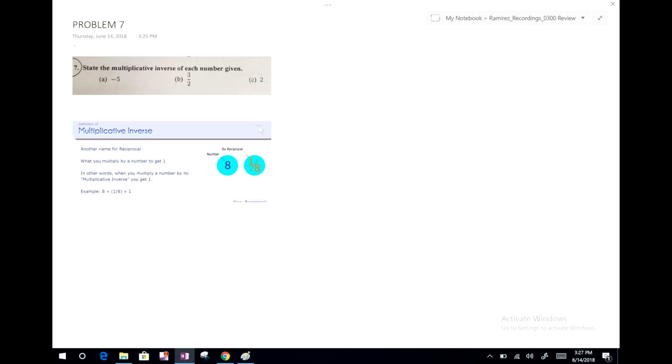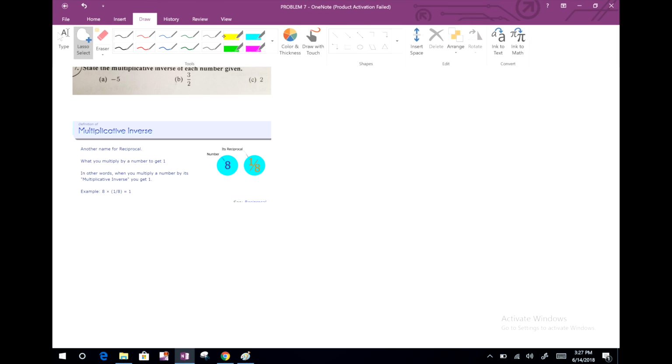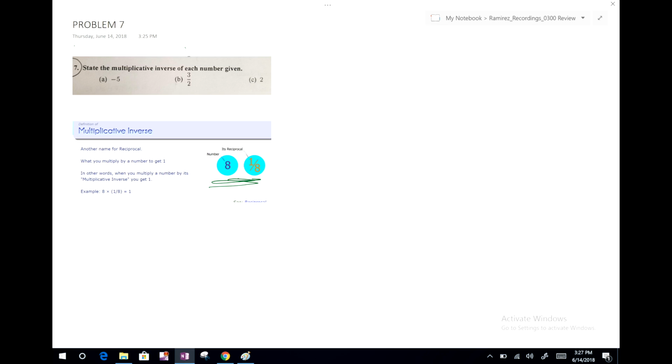Here we have an example. We are given 8, and so 8 times its reciprocal, which is 1 over 8. 8 times 1 over 8 is going to give us 8 over 8. 8 divided by 8 is just 1. So in other words, when you multiply a number by its multiplicative inverse, you get 1.